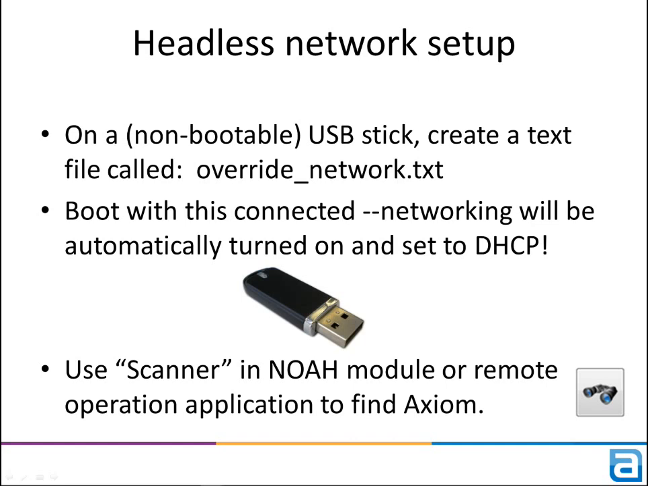The address can then be easily found on the PC side using the scanner function in either the remote operation software or the NOAA module. This will work in the majority of networks. More complex settings such as static addressing can also be assigned this way. Details are in the user guide, of course.